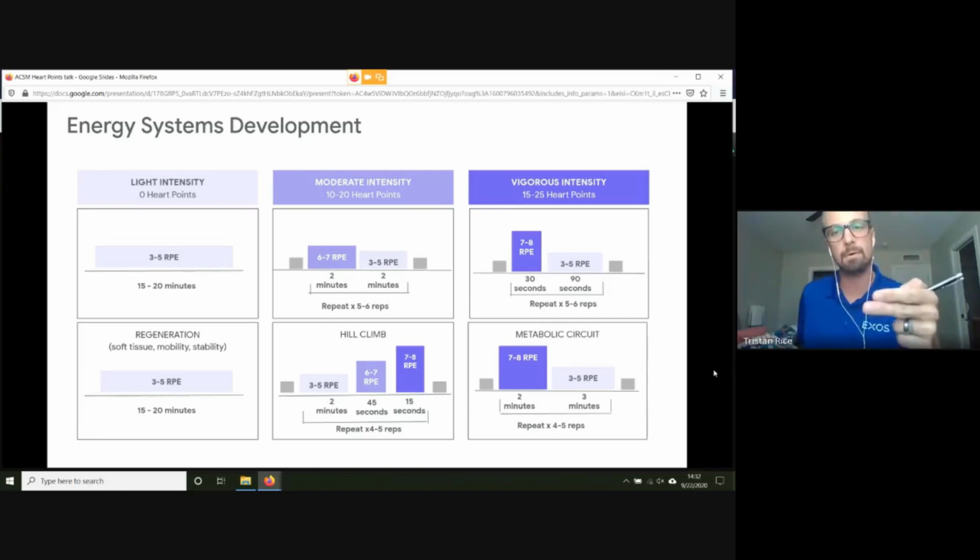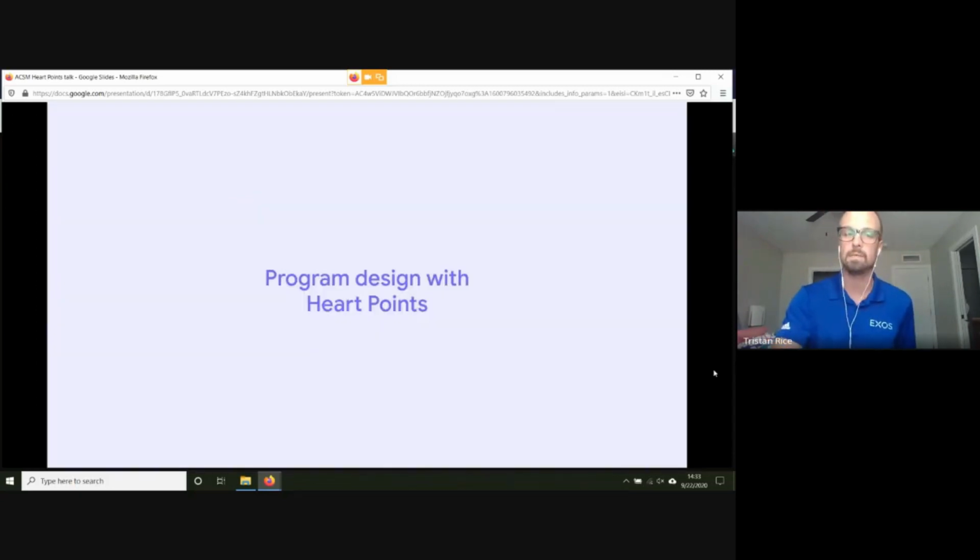From an ESD programmatic standpoint, generally what we're looking at is that moderate intensity sessions will last somewhere between 10 to 20 minutes. That includes your work and your rest, not necessarily your warm up and your cool down. And vigorous intensity sessions would last somewhere between 5 and 12 minutes. Again, that includes your work and your rest, not necessarily your warm up and cool down, right? Here are examples of sample sessions that you can work through and use to build towards your clients accumulating that 150 heart points per week.